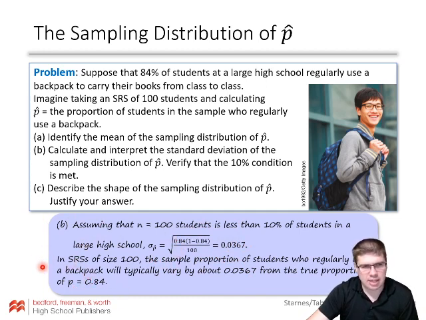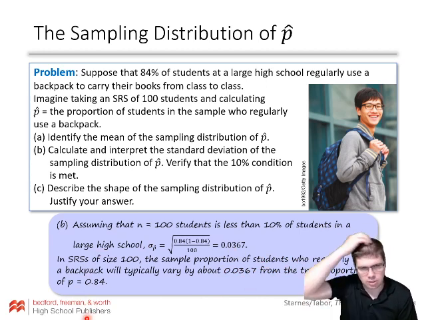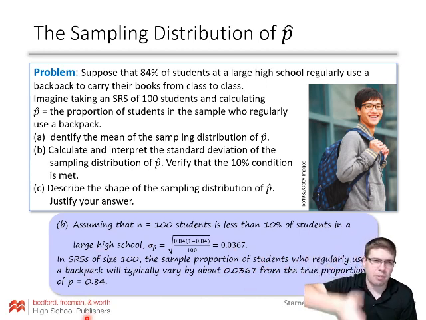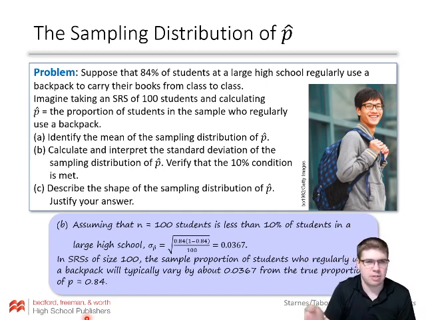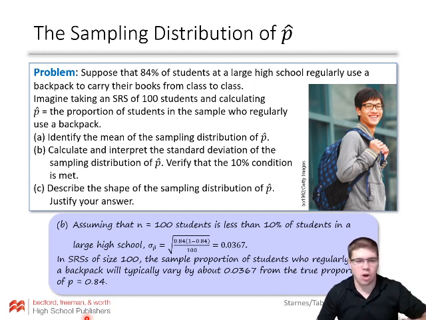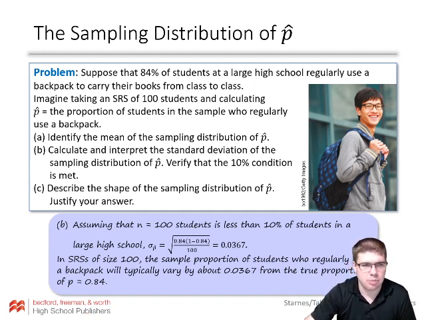If we want to interpret that, in random samples of size 100, the sample proportion of students who regularly use a backpack will typically vary by about 0.0367 from the true proportion of 0.84. So on average, our sample proportions will be 84%, but we're going to typically be off by about 3.6%. That's a typical amount of variability. It could be more, it could be less. That's like on average-ish. That's how far we are away from that population proportion.